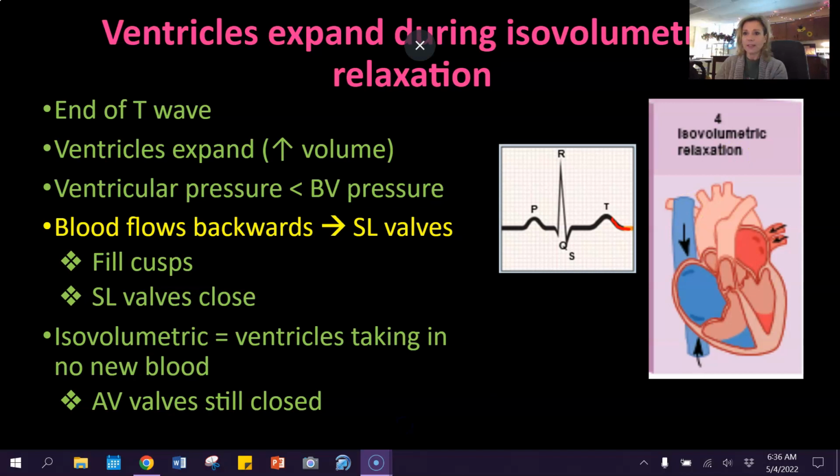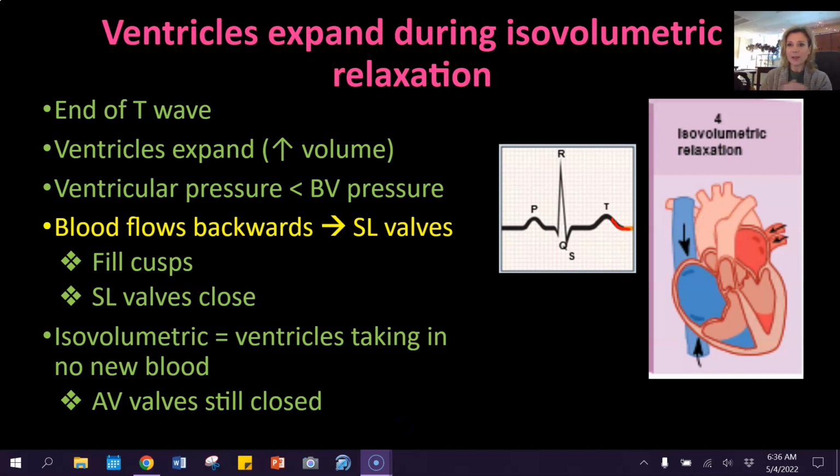All right, and here we are. Our final phase is called isovolumetric relaxation, and there's that term again, isovolumetric. So you should remember that if it's isovolumetric, the volume of blood in the ventricles is not changing, and in order for that to occur, all of the valves in the heart have to be closed. So the semilunar valves are closed. You have the AV valves also closed.